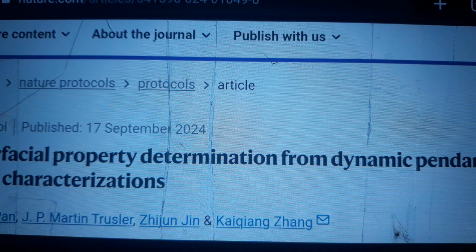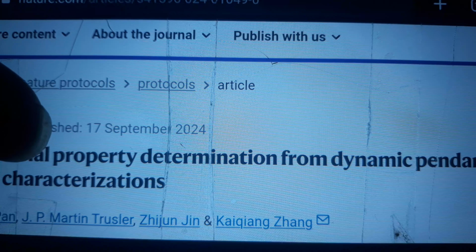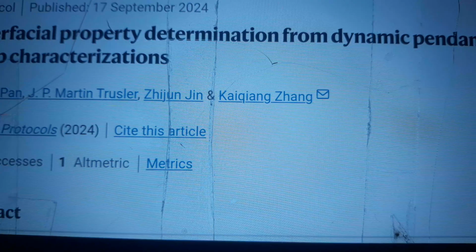The next topic will be on interfacial property determination from dynamic pendant drop characterizations. Courtesy to Ziqiang Pan, J.P. Martin-Trostner, Zijun Jin, and Keqiang Zhang, Nature Protocols 2024.